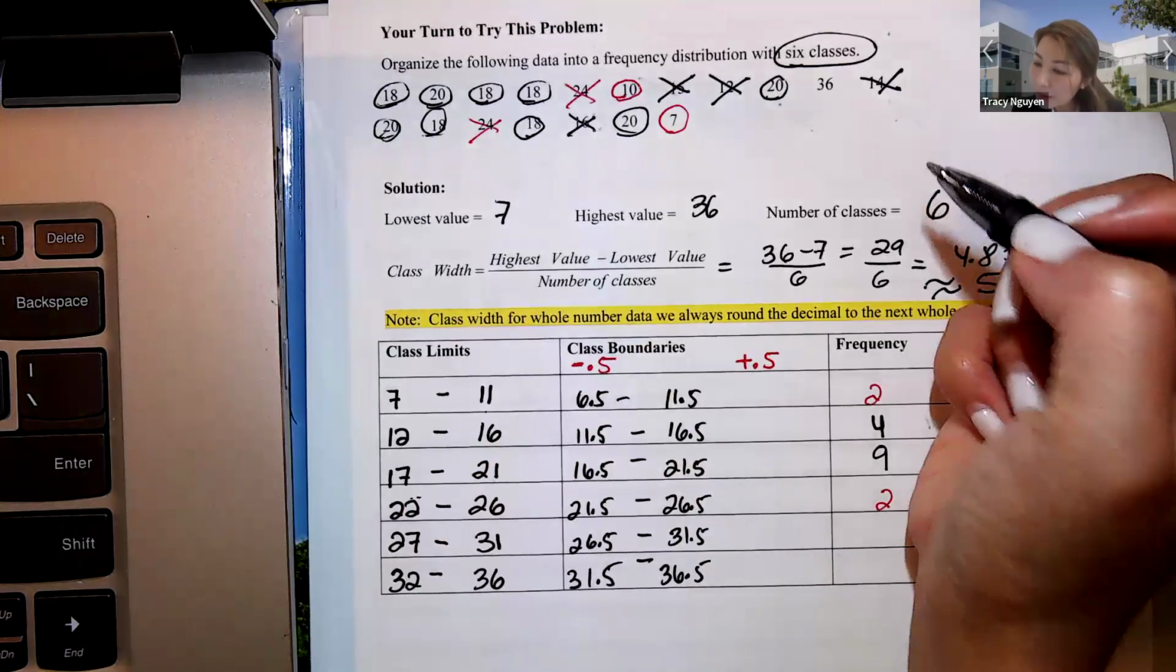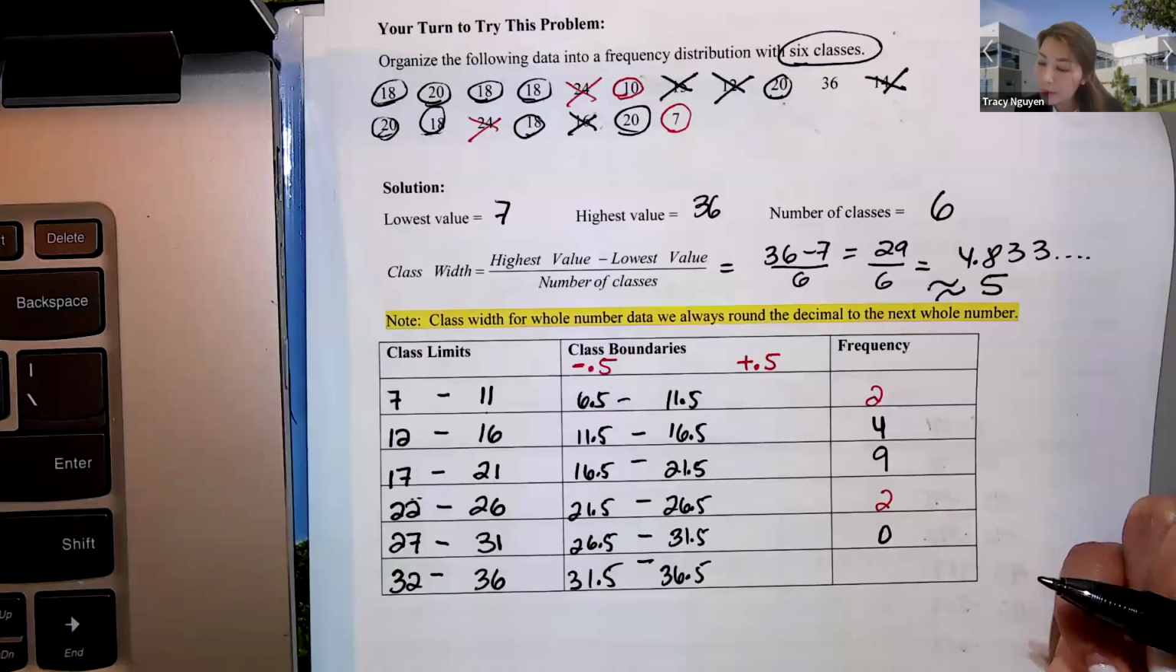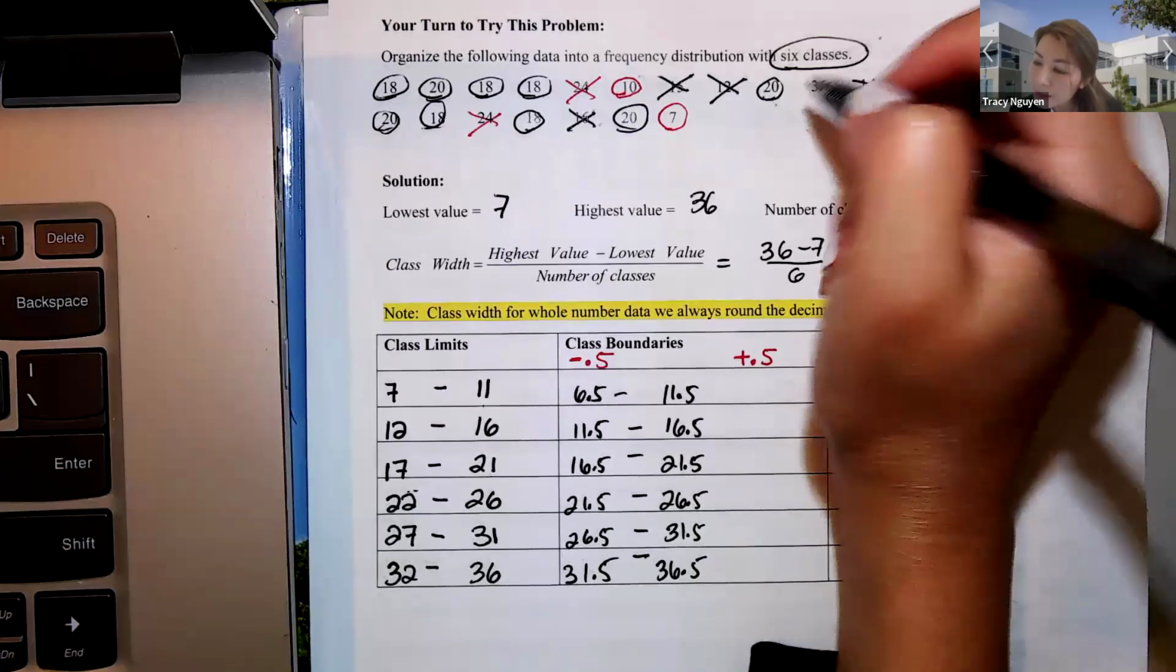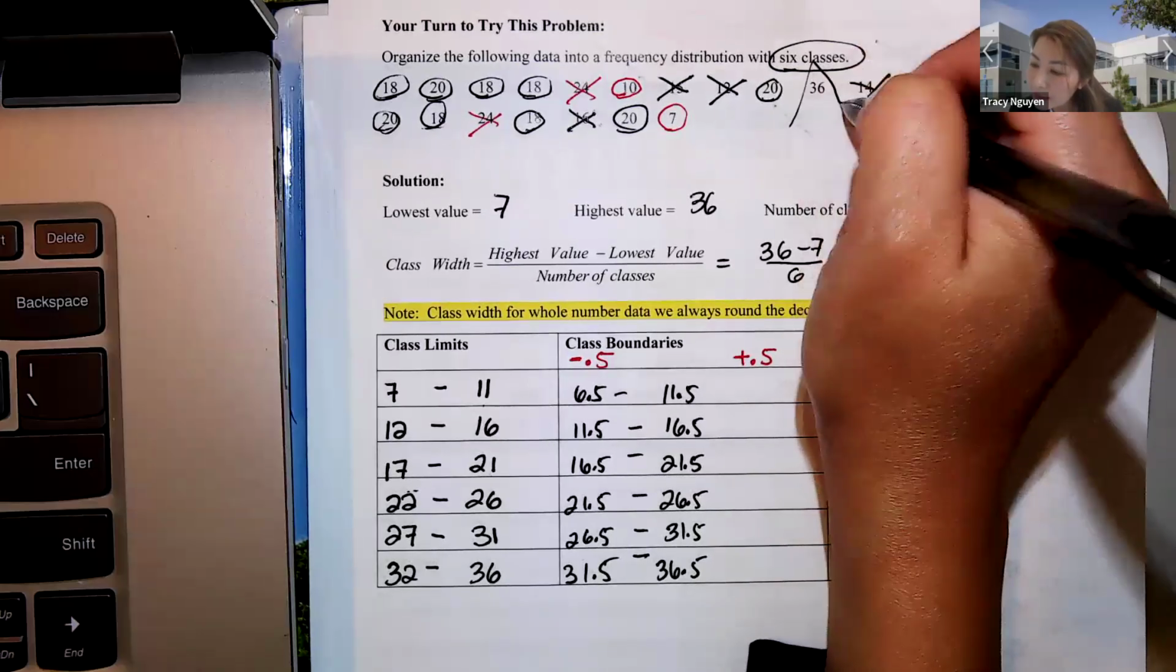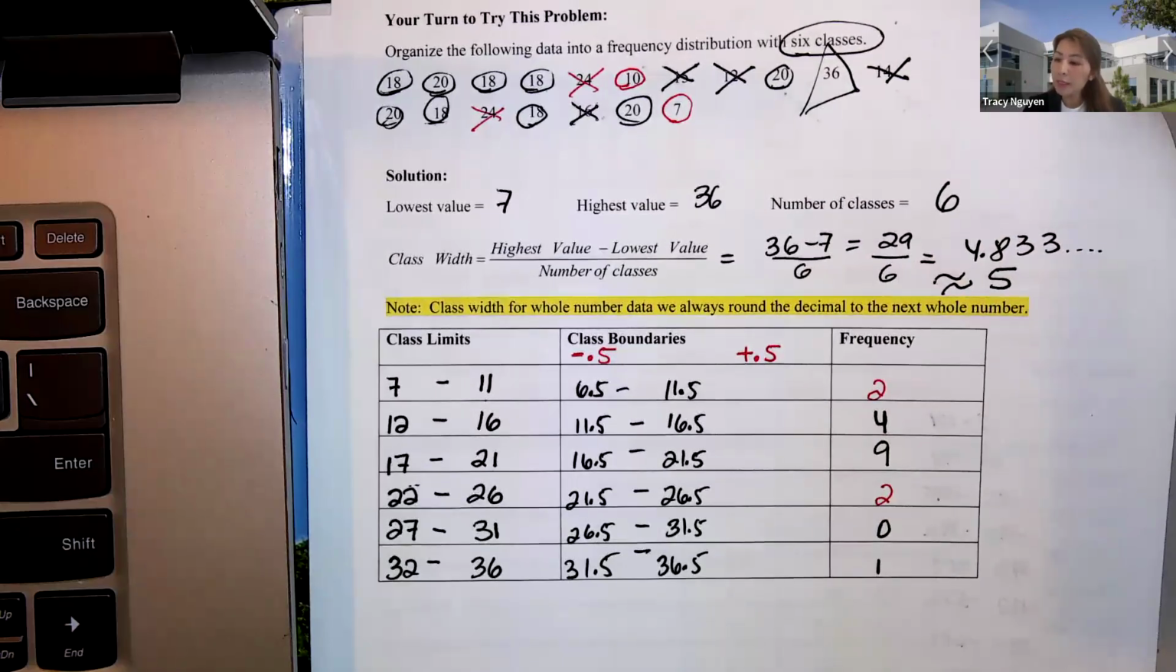27 to 31, we don't have anything from 27 to 31, so that would be 0. 32 to 36, and this is it. This is our last one. So we know, and we can double check here.